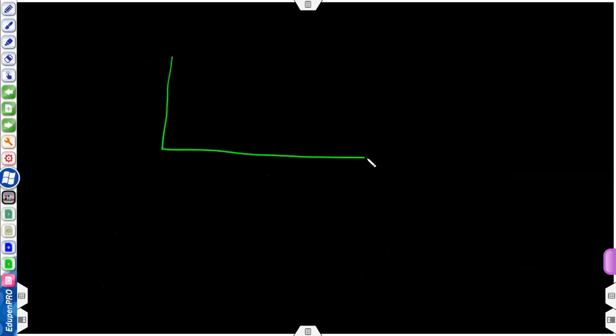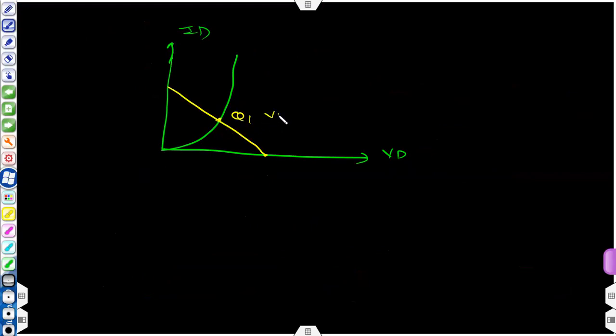Suppose this is your graph, VD versus ID, and this was your curve for equation 1, and this was the curve for equation 2. This is, let's say, point Q1, where you have the value VDQ1 comma IDQ1. This is E by R.